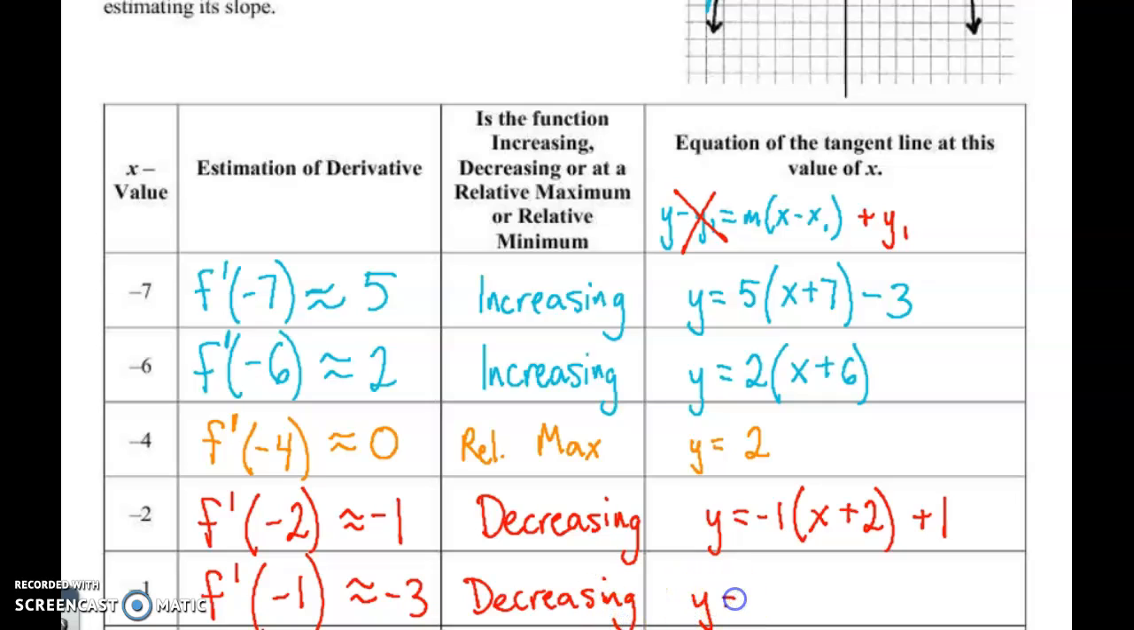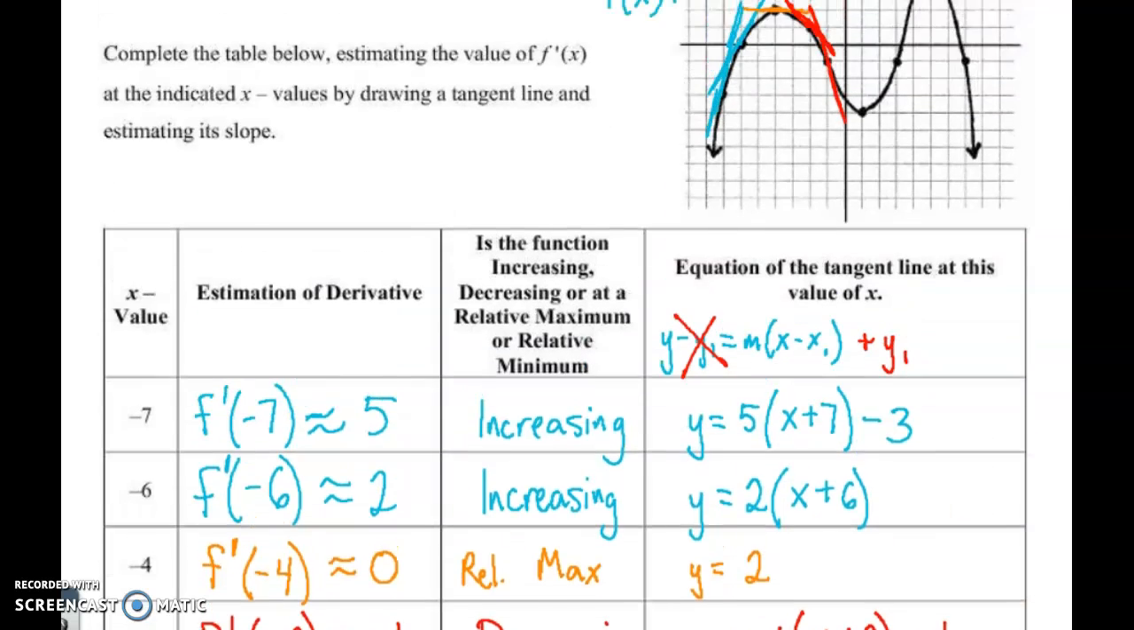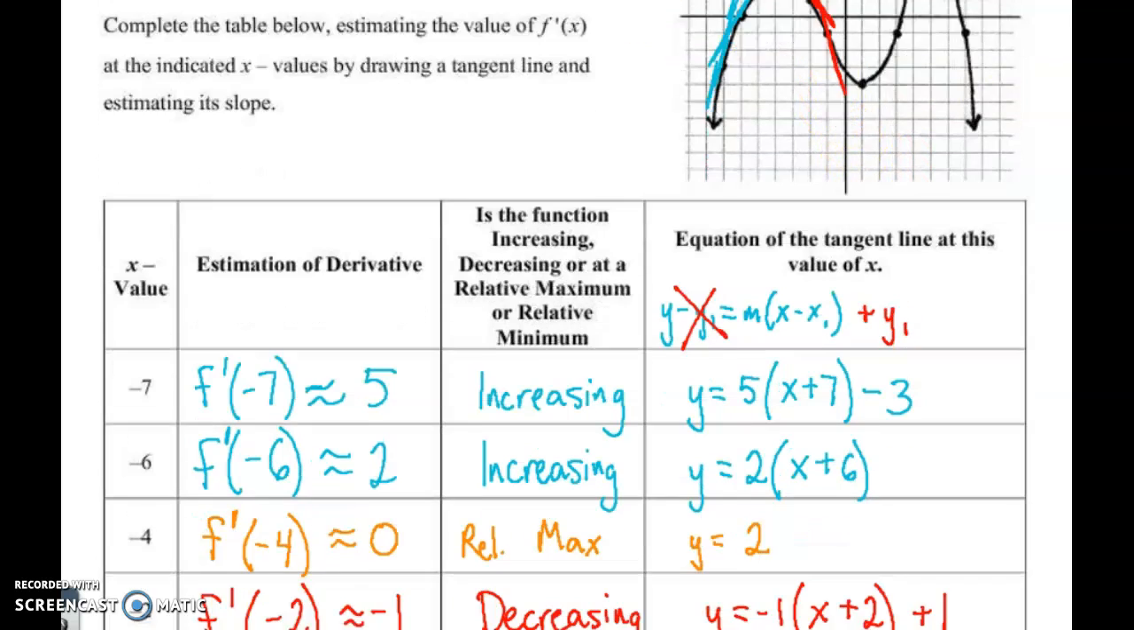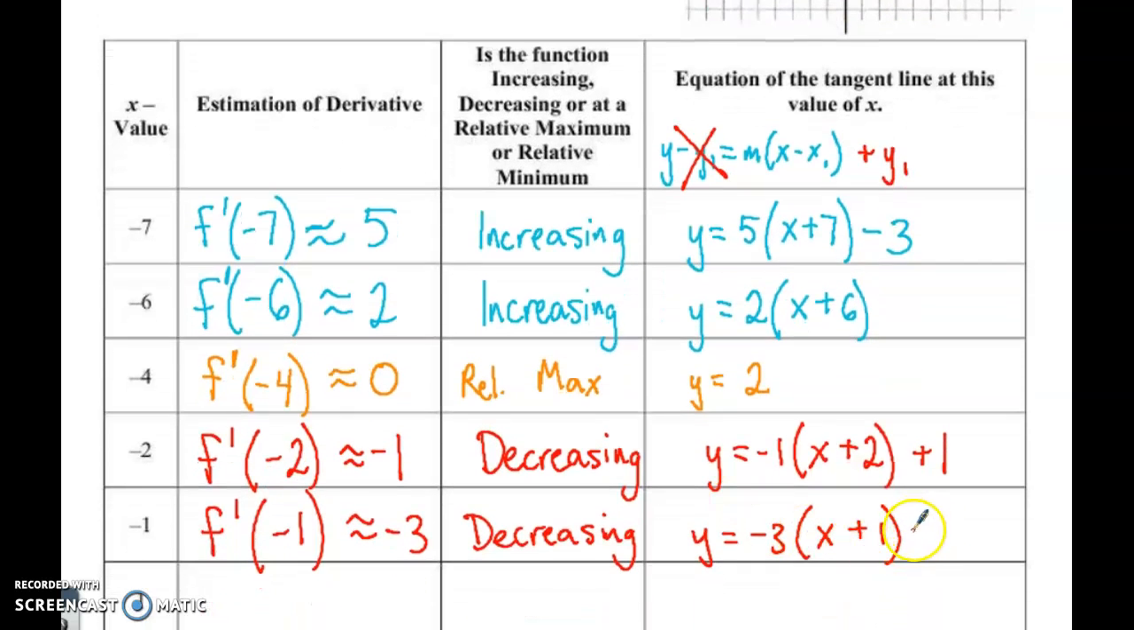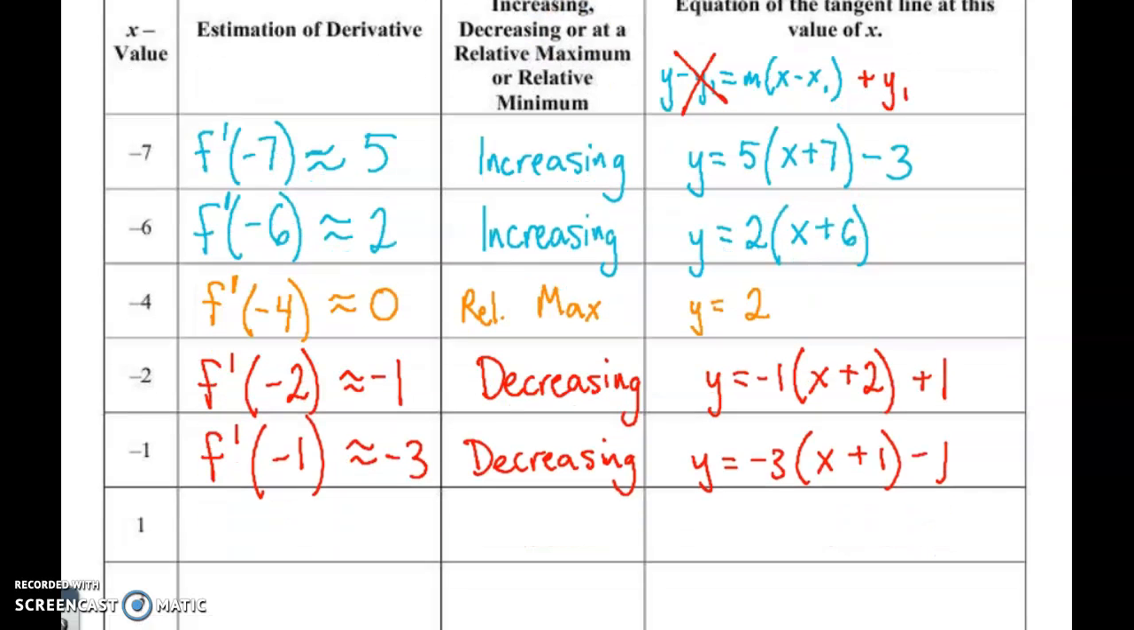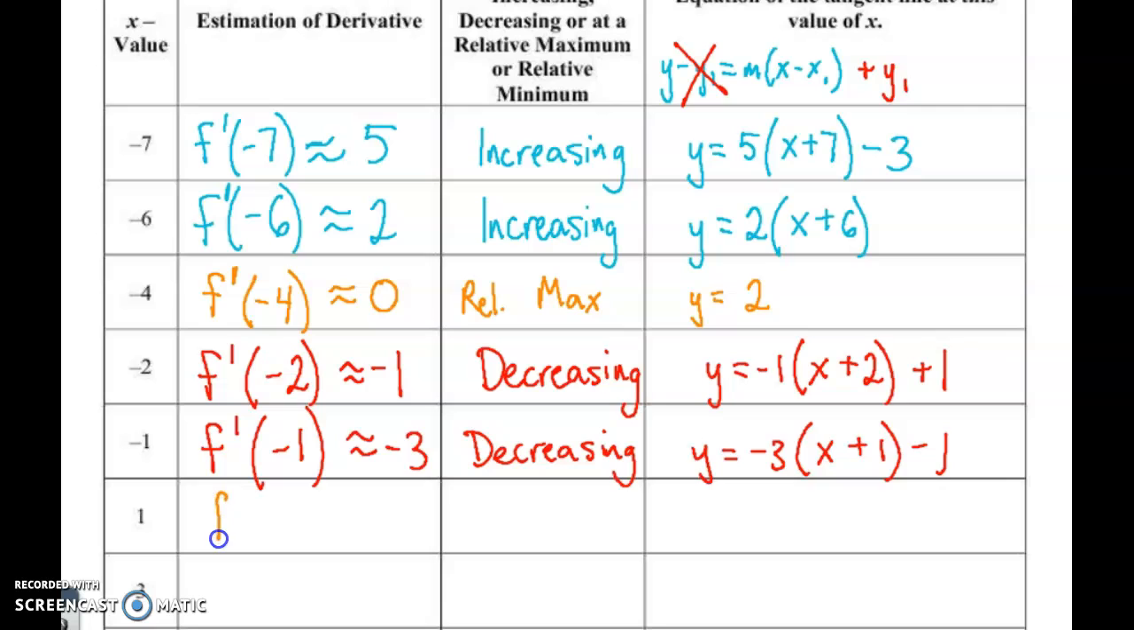So y is equal to the slope, x minus the x-coordinate. And then the y-coordinate at the point, it looks like -1, so it is -1 there. And now the next one. Probably already tell what color I'm going to.